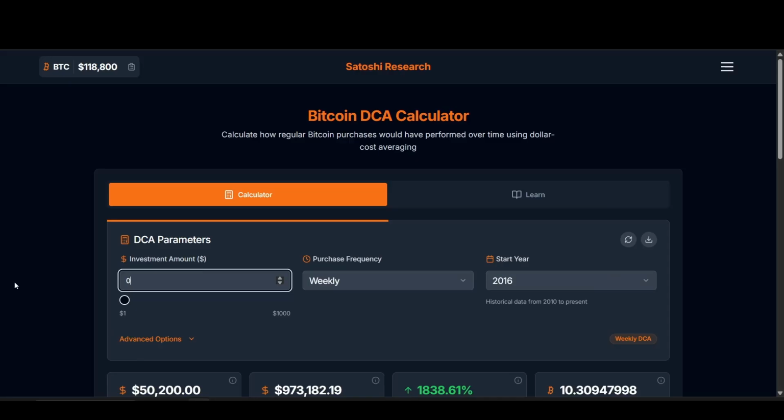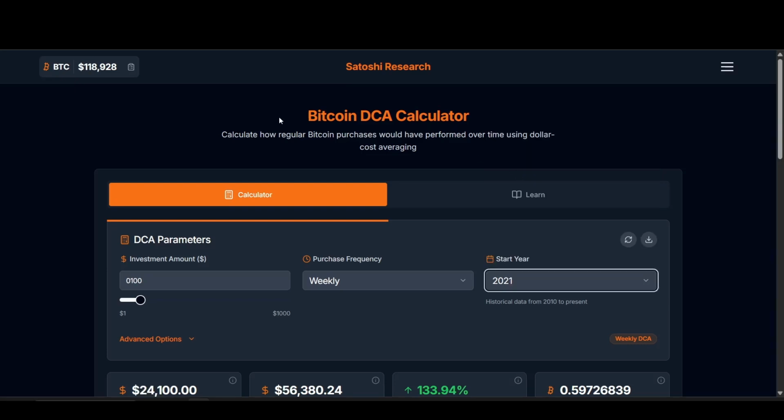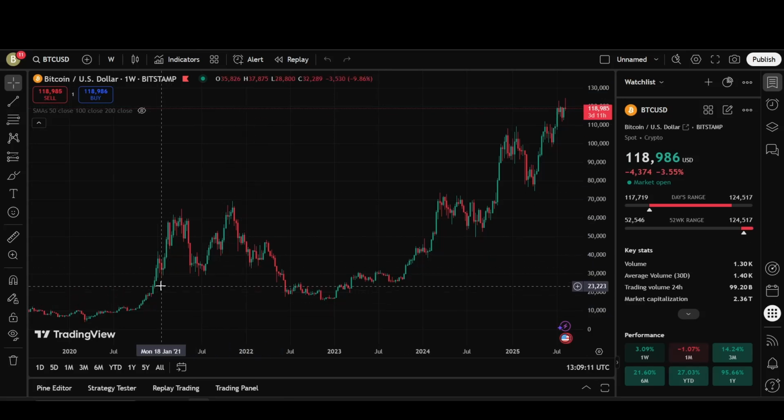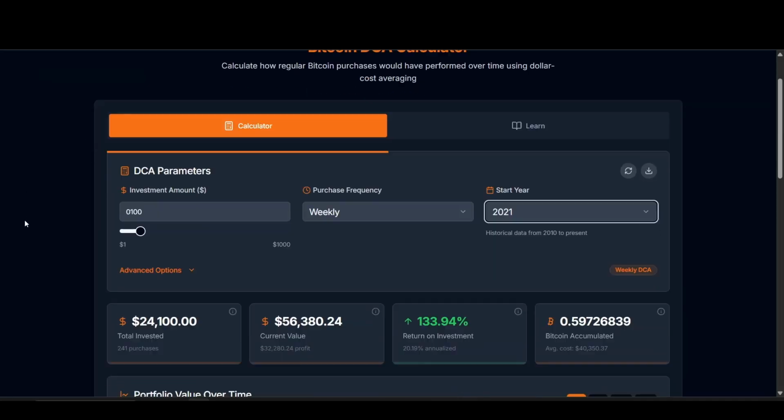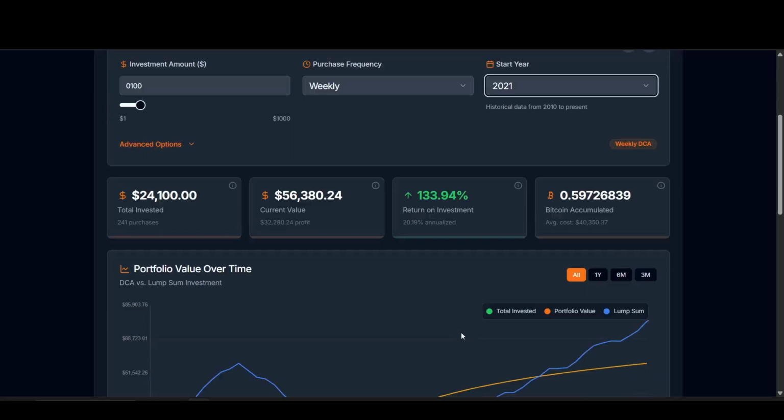Okay, so let's input a weekly DCA of $100. Let's start in 2021. Remember, this calculator starts from January 1st, 2021. So that would correspond to a Bitcoin price of around $25,000. And what effect did that give you using that approach? So you would have invested a total amount of $24,100. You would have had a 133.94% return on your investment, and you would have accumulated 0.597 Bitcoin, so a very nice amount of Bitcoin.